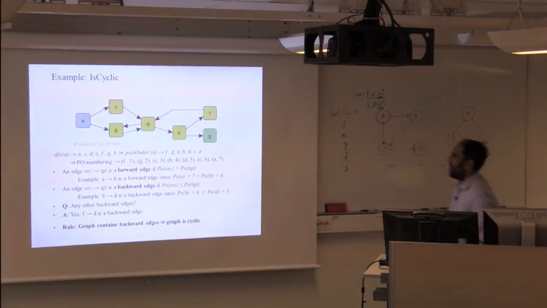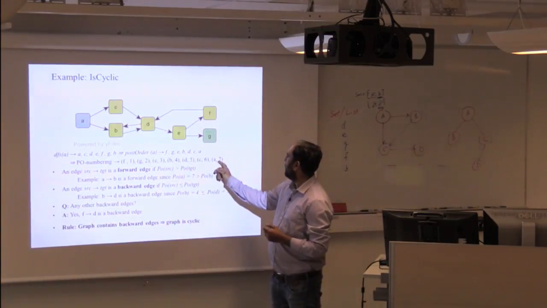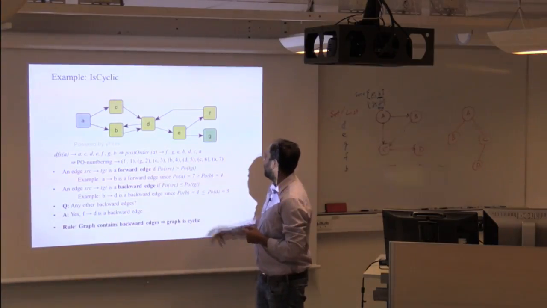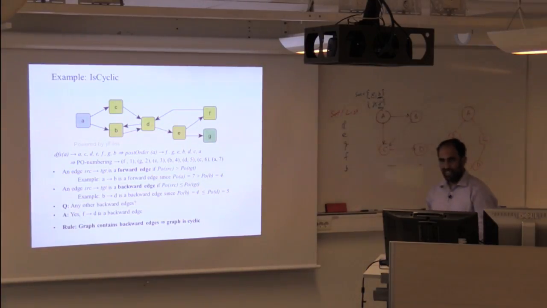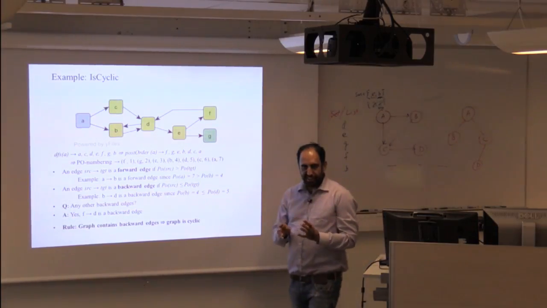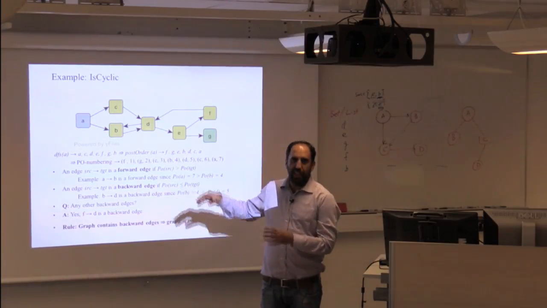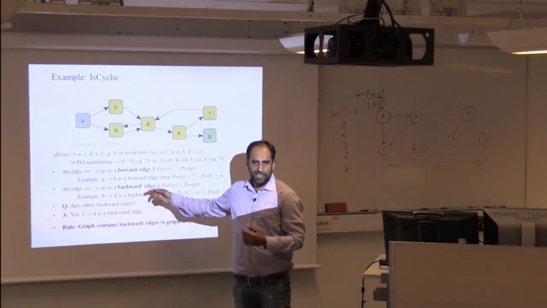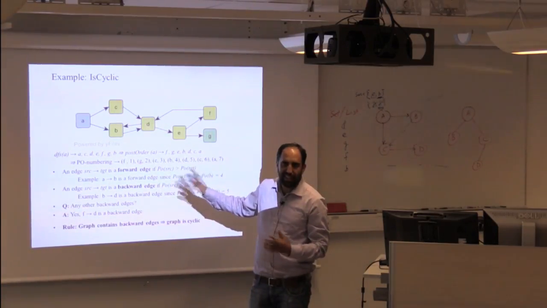If you look at F and D, what is the post order number of F? Sorry, 1. And what is the post order number of D? 5. So 1 is less than 5, and that's another backward edge. So in simple terms, if you want to find out if a graph has cycles or not, you use the post order algorithm to find the post order numbering, and then find out if there is any backward edge. And if you find at least one backward edge, you can say that the graph is a cyclic graph. Okay.